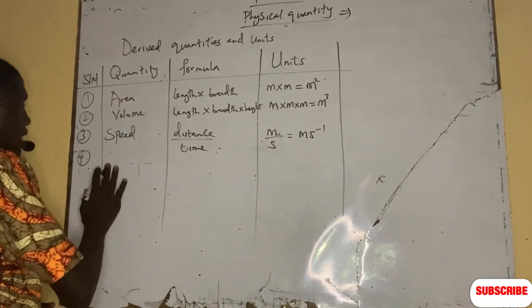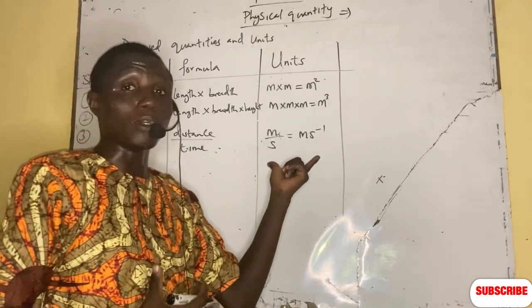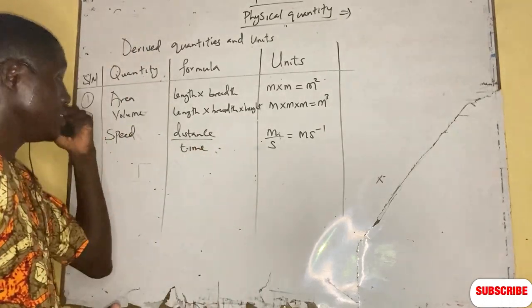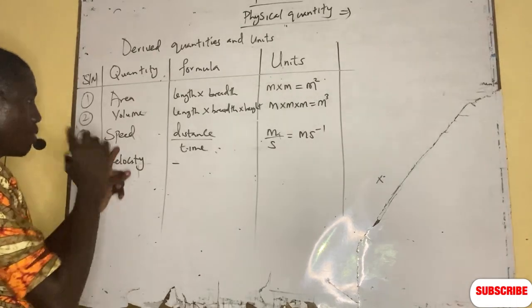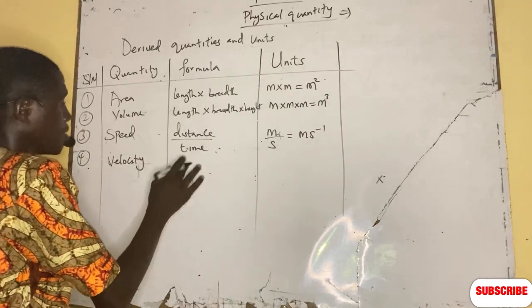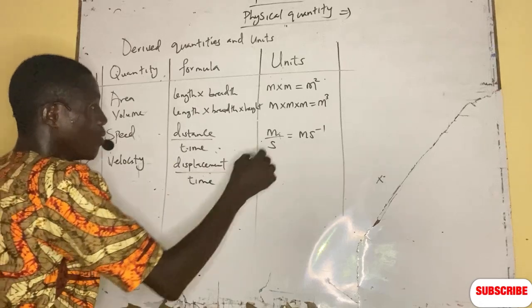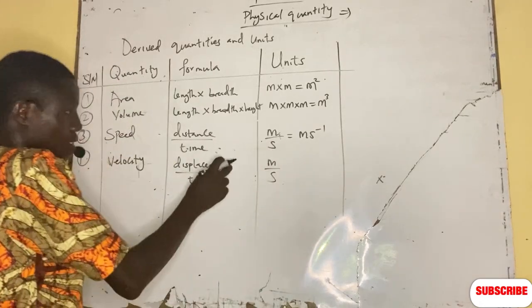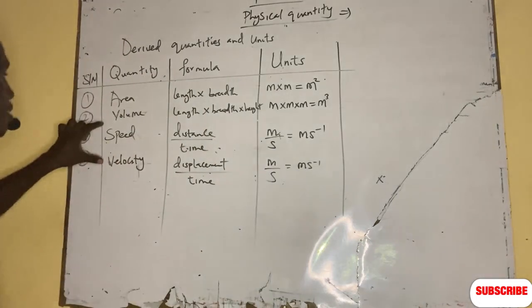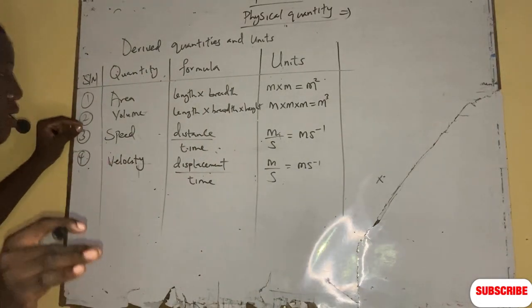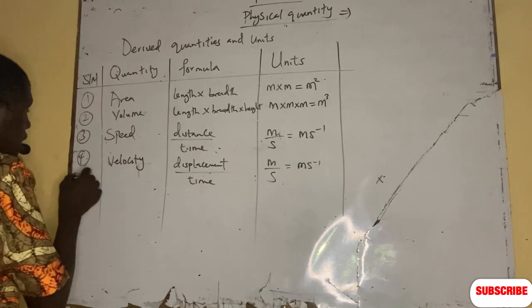We have velocity and speed. They have the same units, but the only difference between velocity and speed is that velocity is a vector quantity, while speed is a scalar quantity. Velocity has to do with displacement, the distance traveled in a specified direction over time taken. So they both have meter over seconds, because displacement is measured in meters and time in seconds. So don't get confused. Speed and velocity have the same units, but one is scalar, the other is vector.